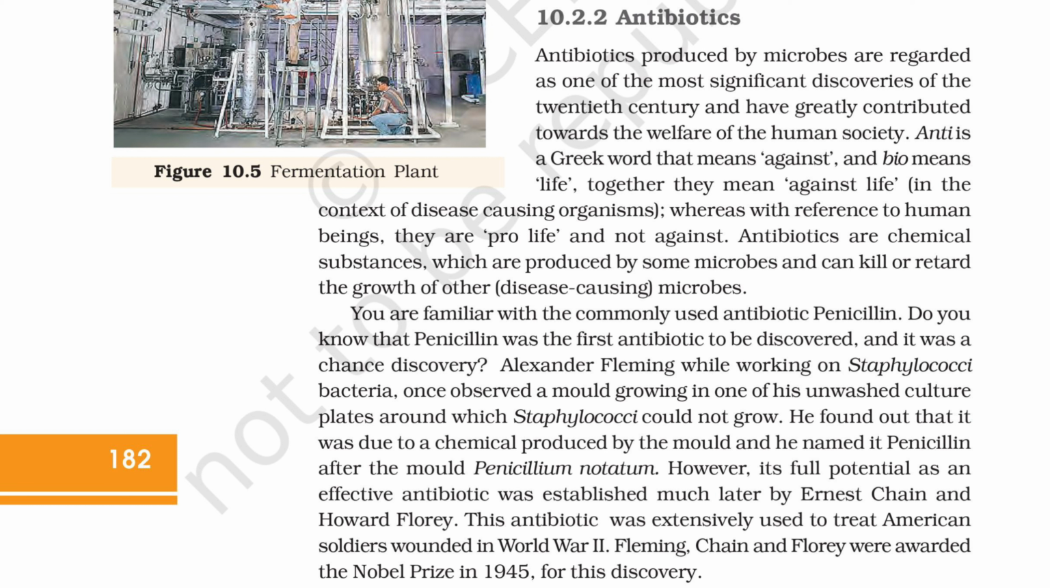Antibiotics are chemical substances which are produced by some microbes and can kill or retard the growth of other disease-causing microbes. You are familiar with the commonly used antibiotic penicillin. Do you know that penicillin was the first antibiotic to be discovered, and it was a chance discovery?